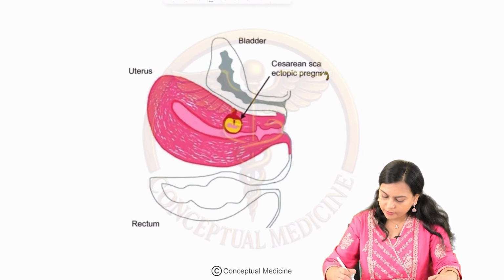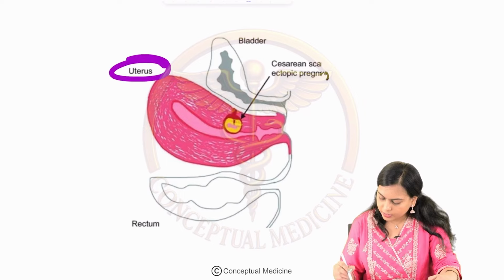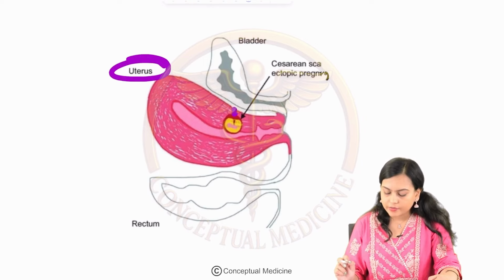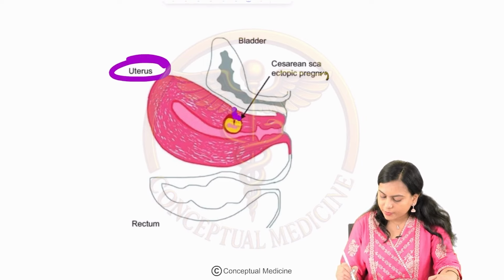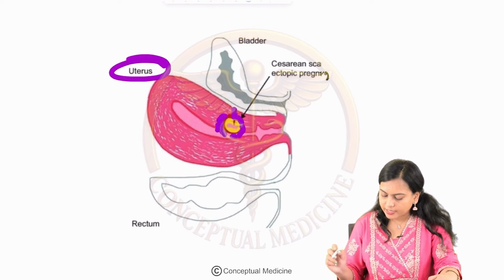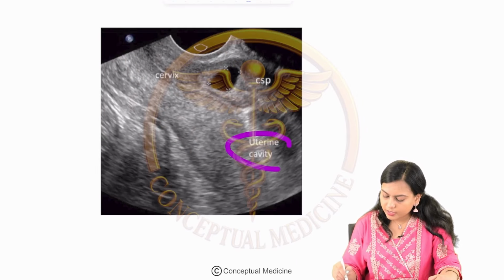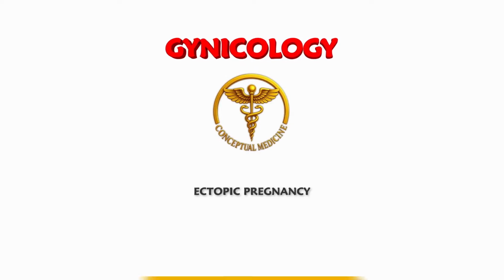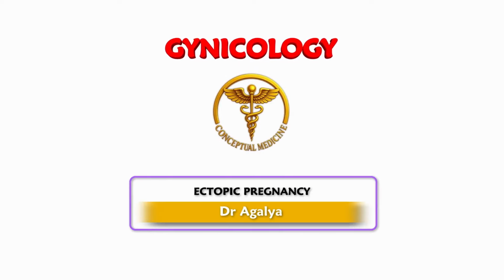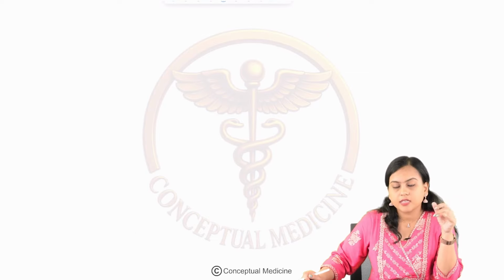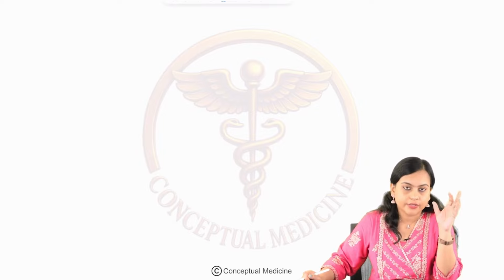So, you have the uterus with the cesarean scar. This is where the incision was given in the previous cesarean section, and this is where a pregnancy got implanted exactly. So, in this ultrasound picture, you are able to see the uterine cavity and the cervix. This is the uterine cavity and this is the cervix, and here a cesarean scar pregnancy is also seen. Clear? I hope we are done with all the types of ectopic pregnancy, the criteria and the ultrasound diagnosis.